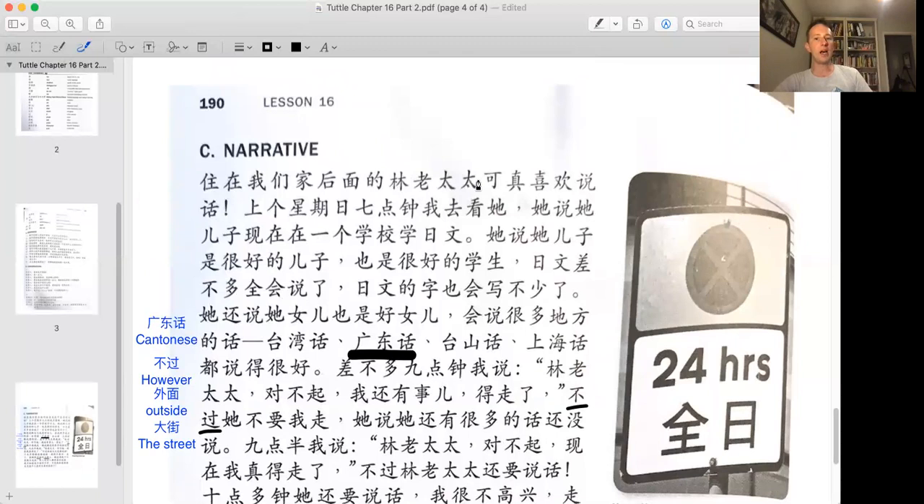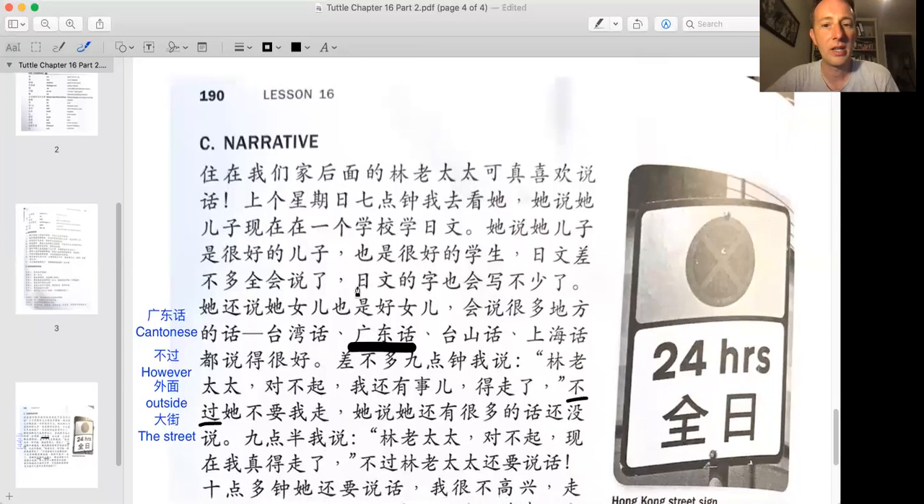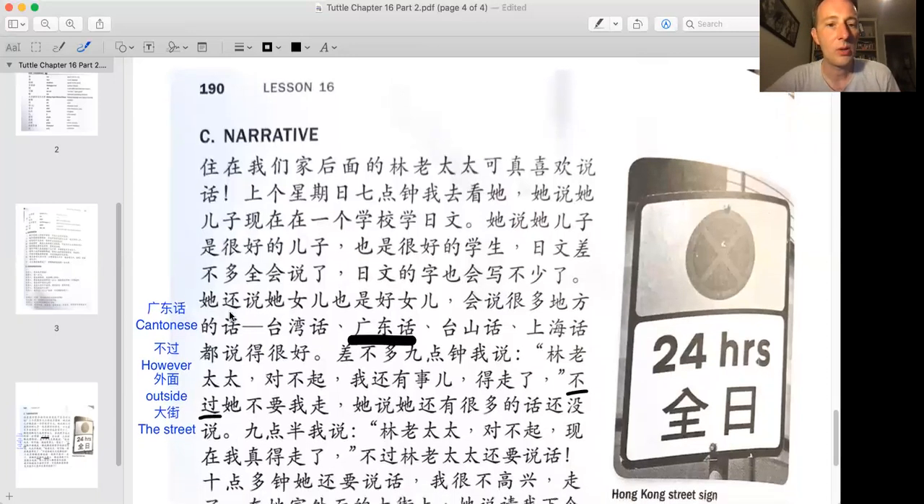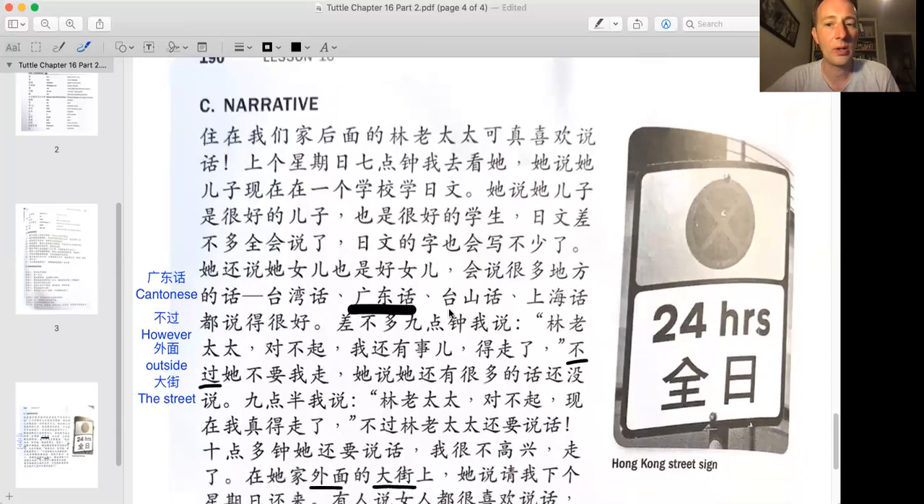So to try to translate, Mrs. Lin, who lives behind our house, really likes talking. Last Sunday at 7 o'clock, I went to see her. She said her son is a very good son. He studies Japanese at school. And he's a very good student. He can speak almost everything in Japanese and can write many Japanese characters. She also said her daughter is a very good daughter.